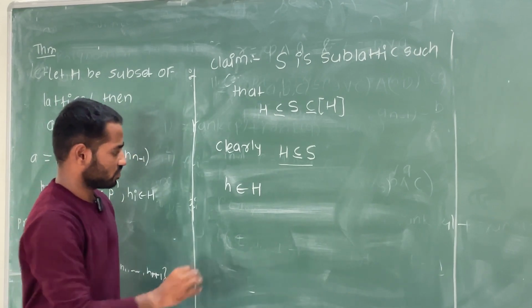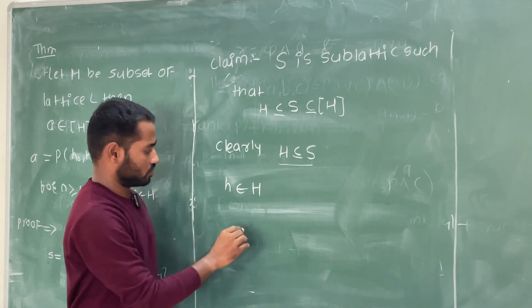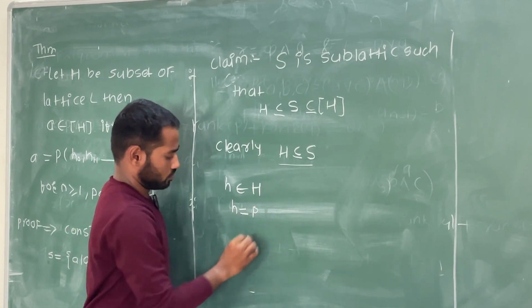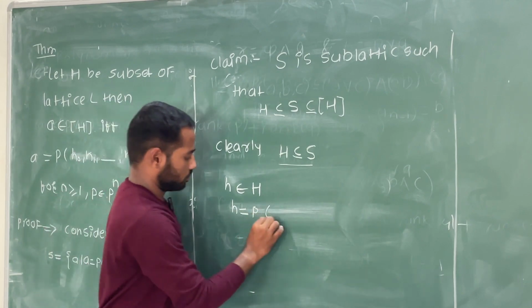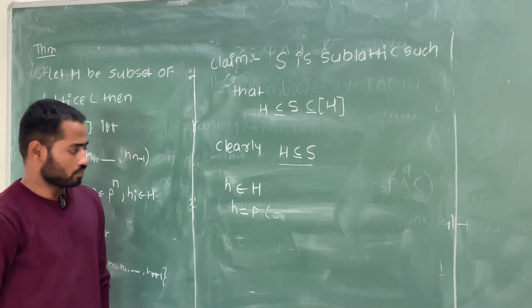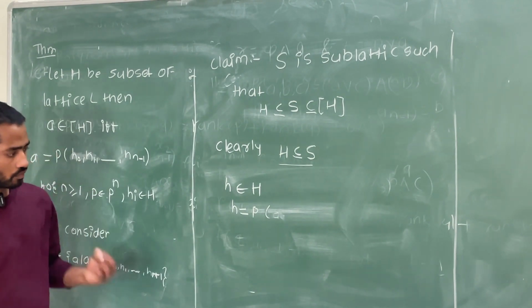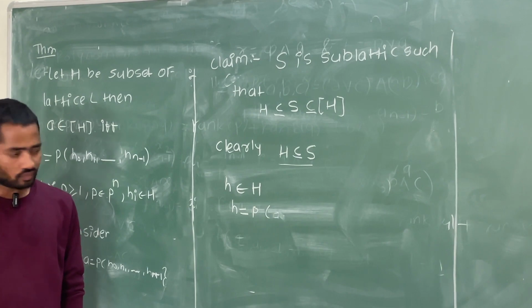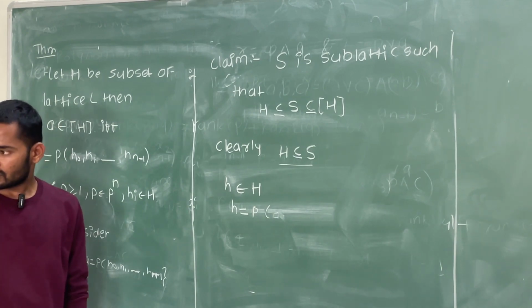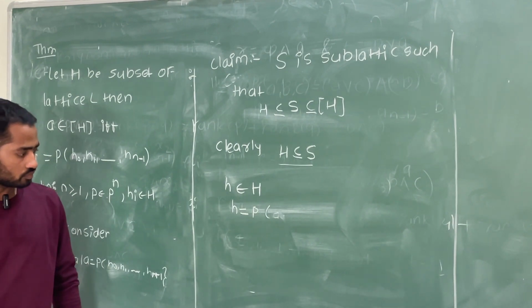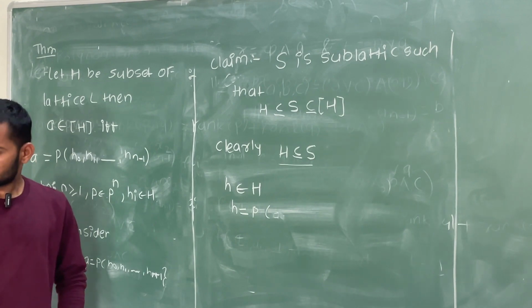So small h is equal to P of something. Can you tell me now, P of something? Don't write now. What polynomial can we take so that P of that value is actually h? When you substitute some value, you should get that same value. So what is that polynomial? Identity. Very good. Is that clear?